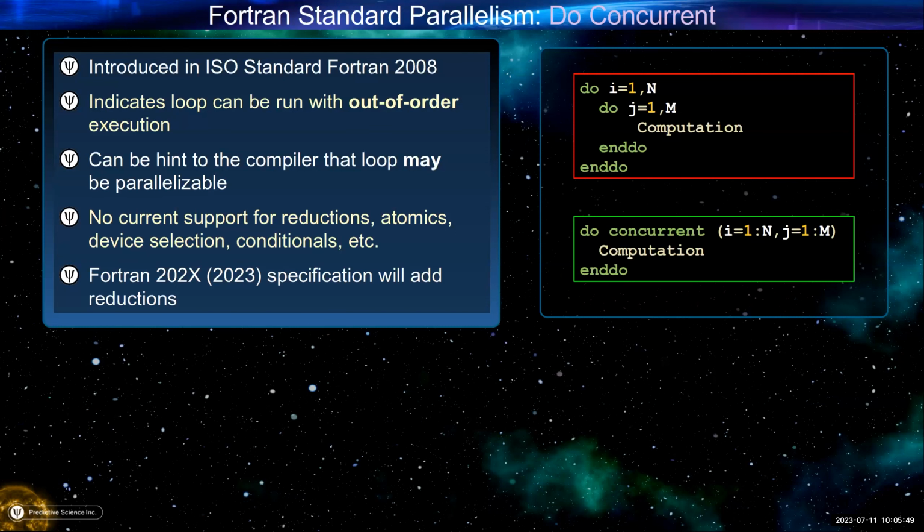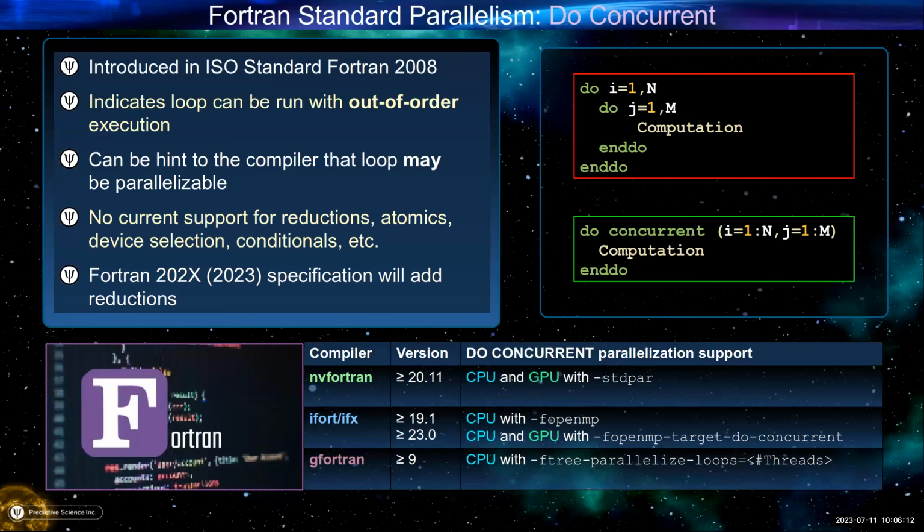And there's currently no support for things like reductions, atomics, device selection, conditionals, and all sorts of other advanced things that are in directive-based programming. But in the next Fortran standard, which will be this year, 2023, they are going to actually add reductions to do concurrent.